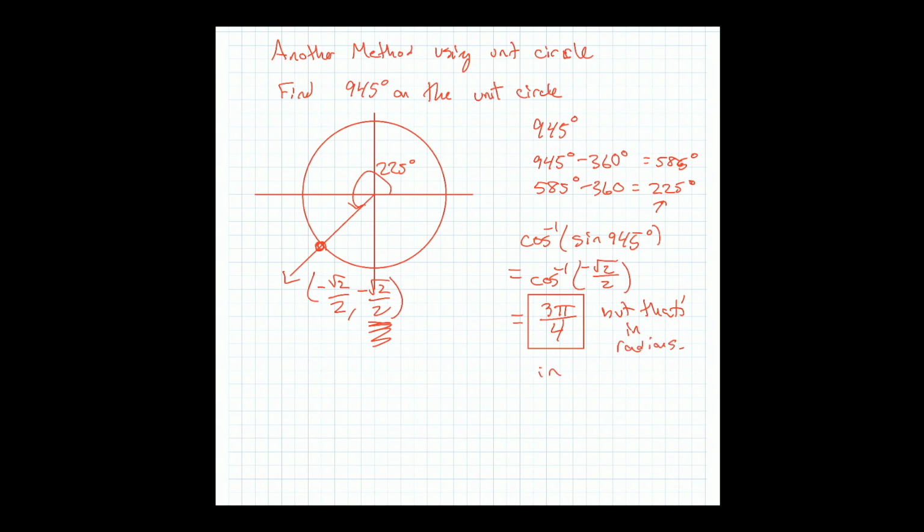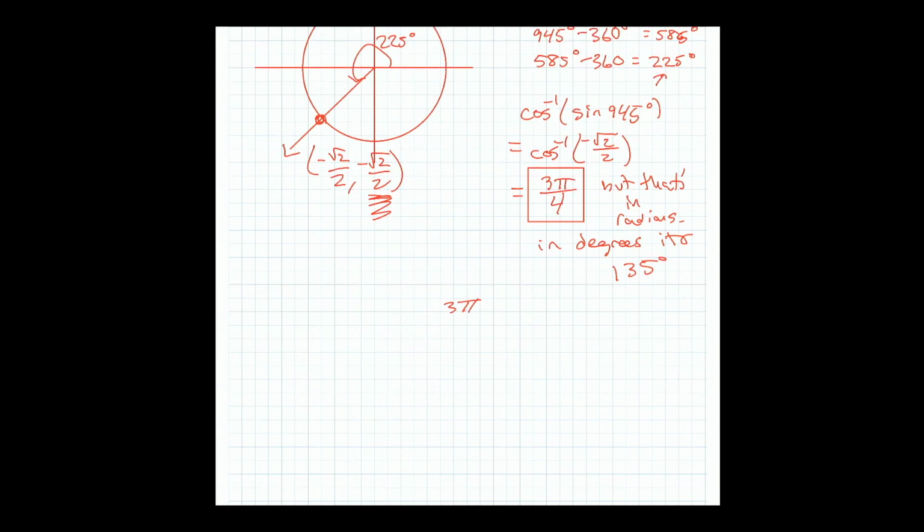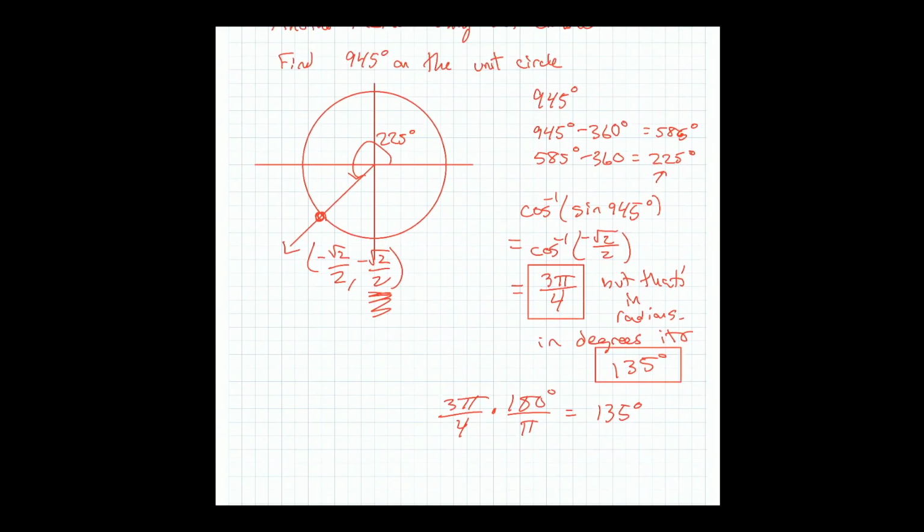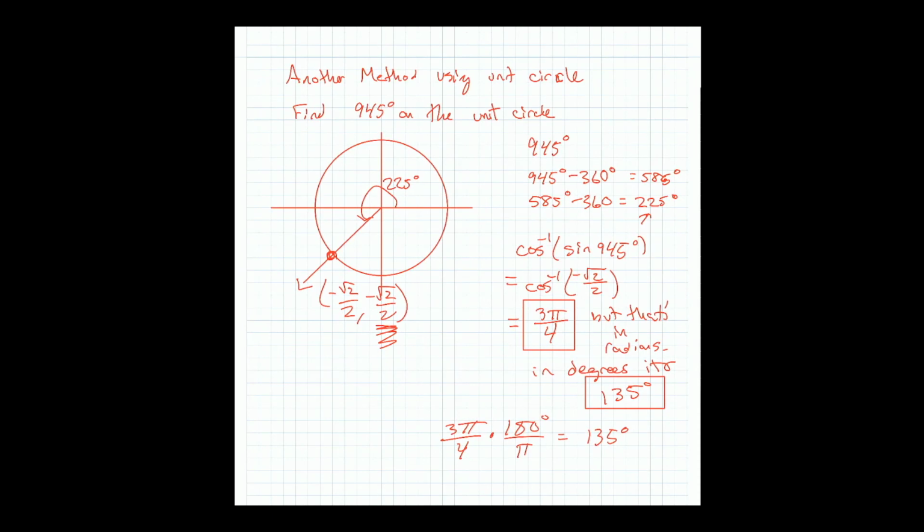In degrees, it's 135. And you can calculate that, right? 3 pi over 4 times 180 degrees over pi radians. Punch that into a calculator. It better be 135, but I'm not even going to check. Now, that's kind of tedious, but that's probably what they're going to suggest that you do if you read the homework.